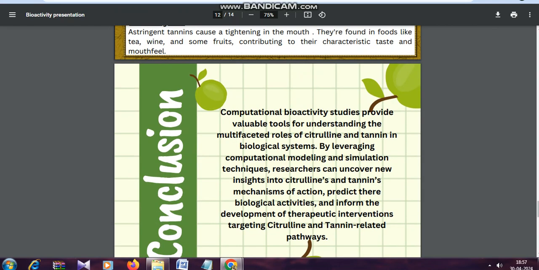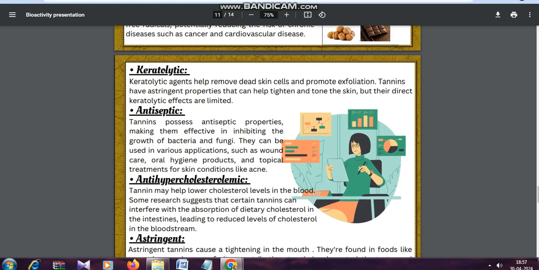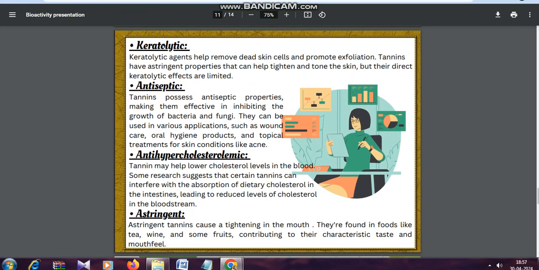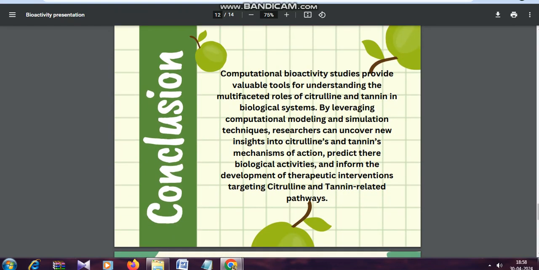Before going to the next slide, I would like to make a very important point: what will happen if we take citrulline and tannin excessively? Excessive intake of citrulline can cause gastrointestinal issues like diarrhea, stomach cramps, lower blood pressure, etc. And excessive intake of tannins can cause digestive issues, constipation, etc. To avoid these risks, it's important to follow the recommended dosage. So the next slide is about the conclusion.